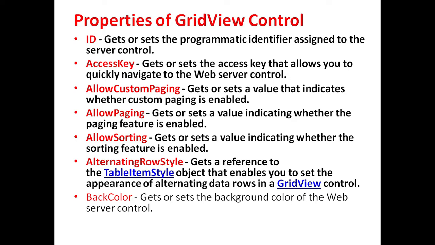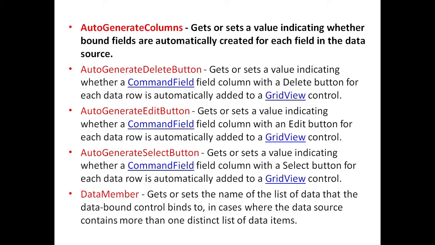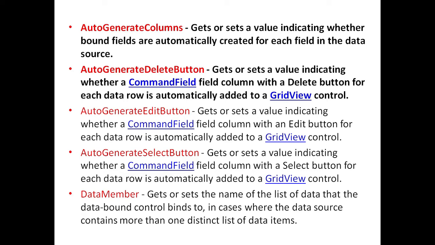Alternate row style property is used to get a reference to the table item style object that enables the user to set the appearance of the alternating data rows in GridViewControl. Back color property is used to get or set a background color of the web server control. Auto-generate columns property is used to get or set a value indicating whether bound fields are automatically created for each field in the data source.